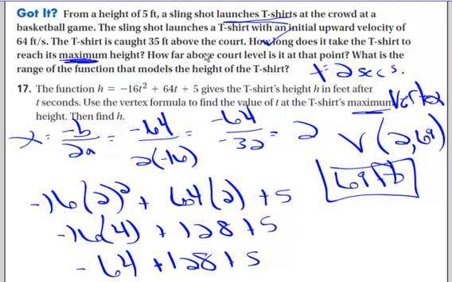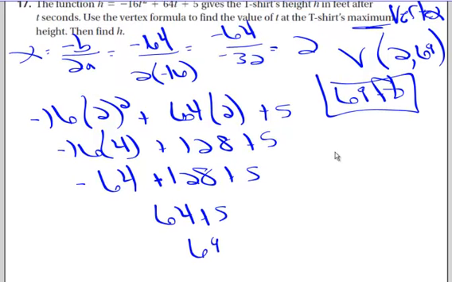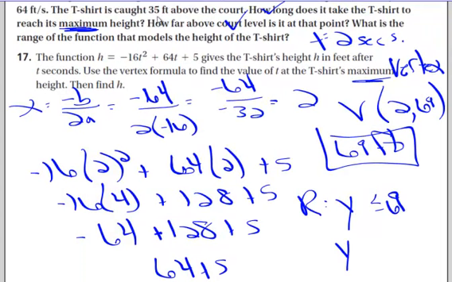Alright, how far above the court level is it at that point? Check, 69 feet. What is the range of the function that models the height of the t-shirt? Okay, so we know a couple things. The range y is less than or equal to 69 feet. And it was caught at 35 feet.